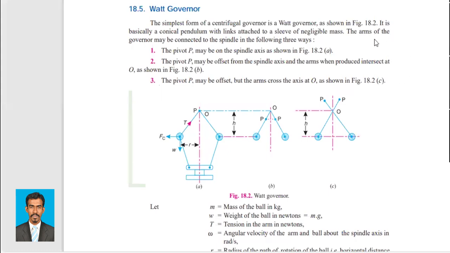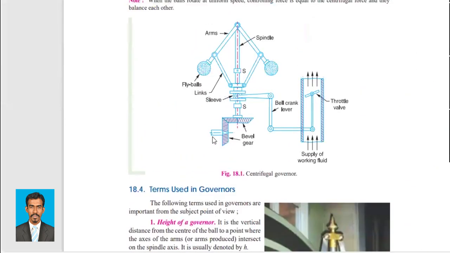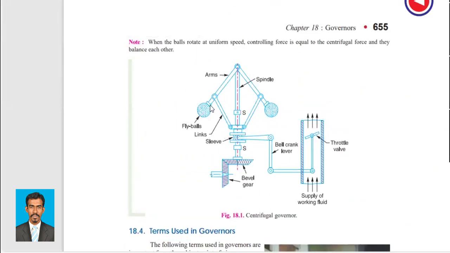The arms of the governor may be connected to the spindle in the following three ways. So here are the arms, right? As you have already seen there, these are what are called the arms. And here we have the fly balls. These are links, and this is a spindle. This is the stop for the sleeve movement. And here is the bevel gear, the crank lever, and the throttle valve, right?